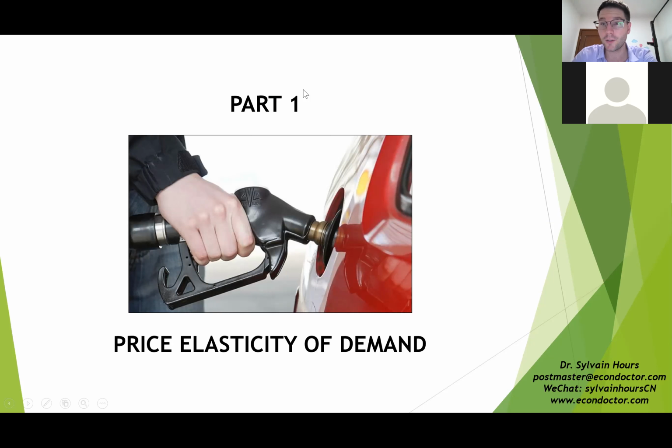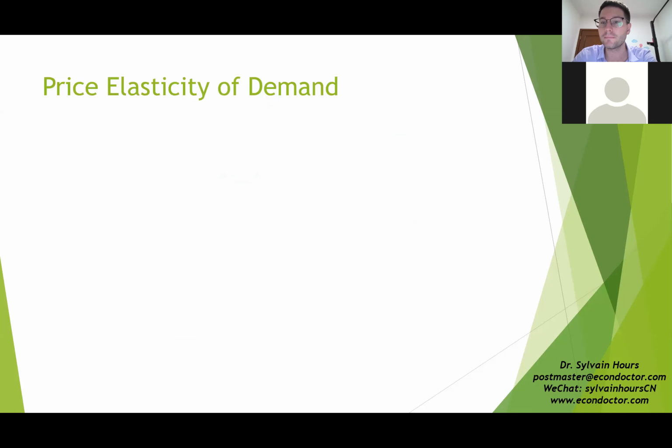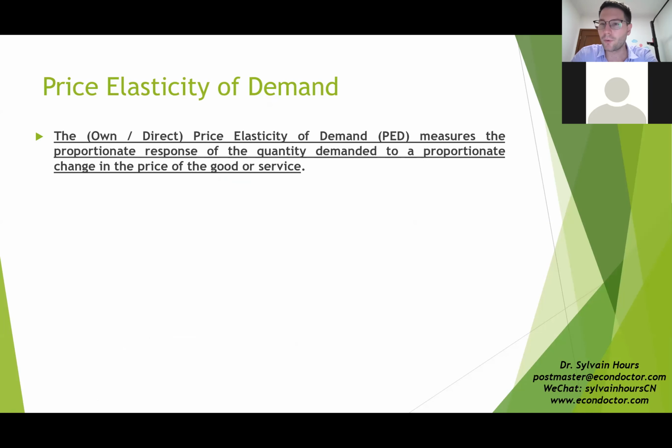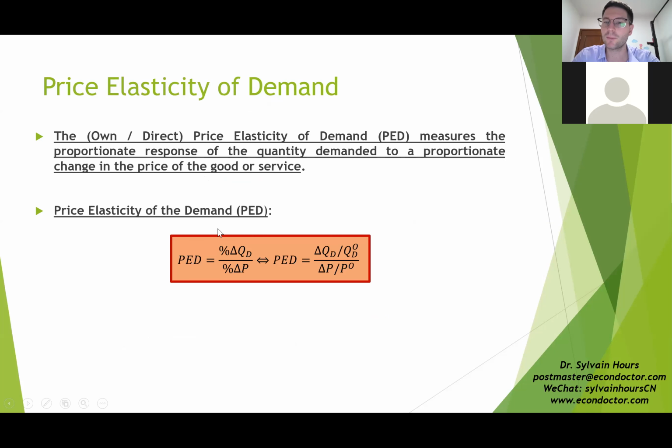Okay, then we can start with the PED. I have already given the definition. We measure the change in quantity demanded. So that's the consequence when we change the price of the good or service. That's the cause. Of course, the formula is the same as before. We just replace the dependent variable by quantity demanded and the independent variable by the price.